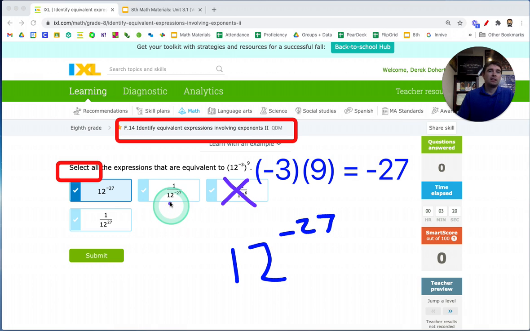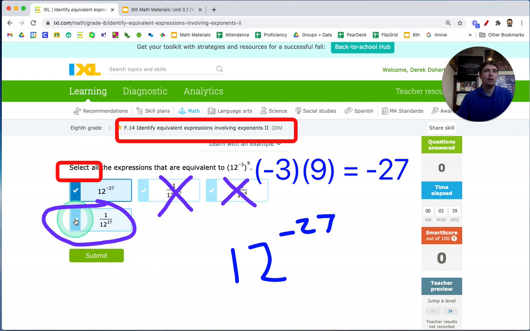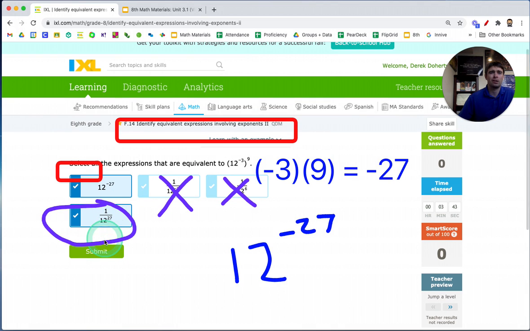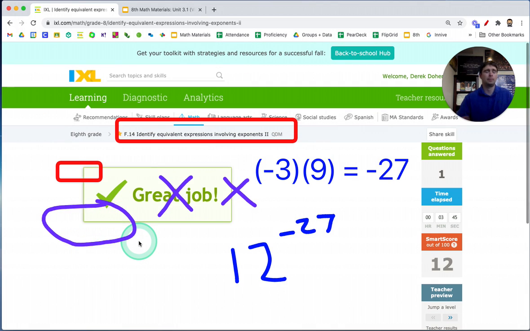And similarly, 12 to the negative 27th is not the same thing as 1 divided by 12 to the negative 27th. This actually says 12 to the positive 27th when we simplify. But it is the same thing as saying 1 divided by 27 copies of 12. That's what this negative exponent means. So in this case, I needed two answers, the one with the negative exponent and the conversion to the positive exponent form.